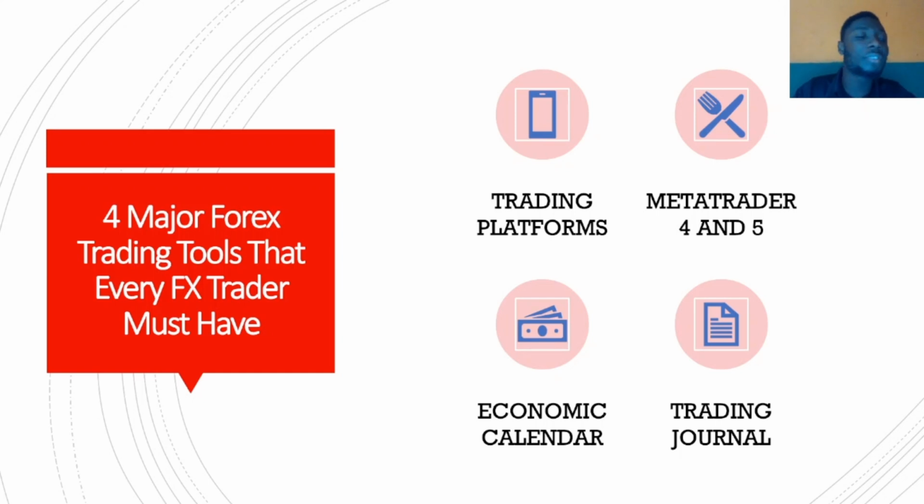So the 4 major basic forex trading tools that you need as a trader are: one, your trading platform. Like I said, I spoke about the trading platform in the last video, in the introduction. We have Meta 4 and Meta 5. We have the economic calendar. We have the trading journal. I'll be breaking each of these 4 major trading tools down, explaining how you can use them and what they are used for, and giving you a pictorial view of it, taking it from scratch to being a pro trader.